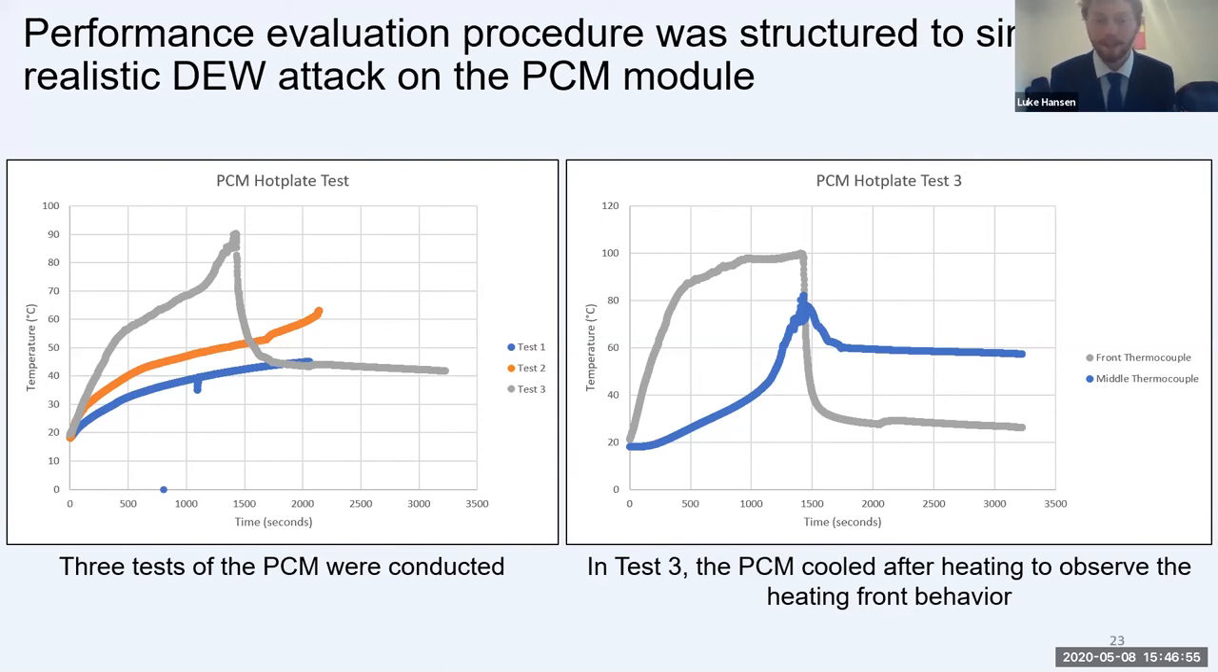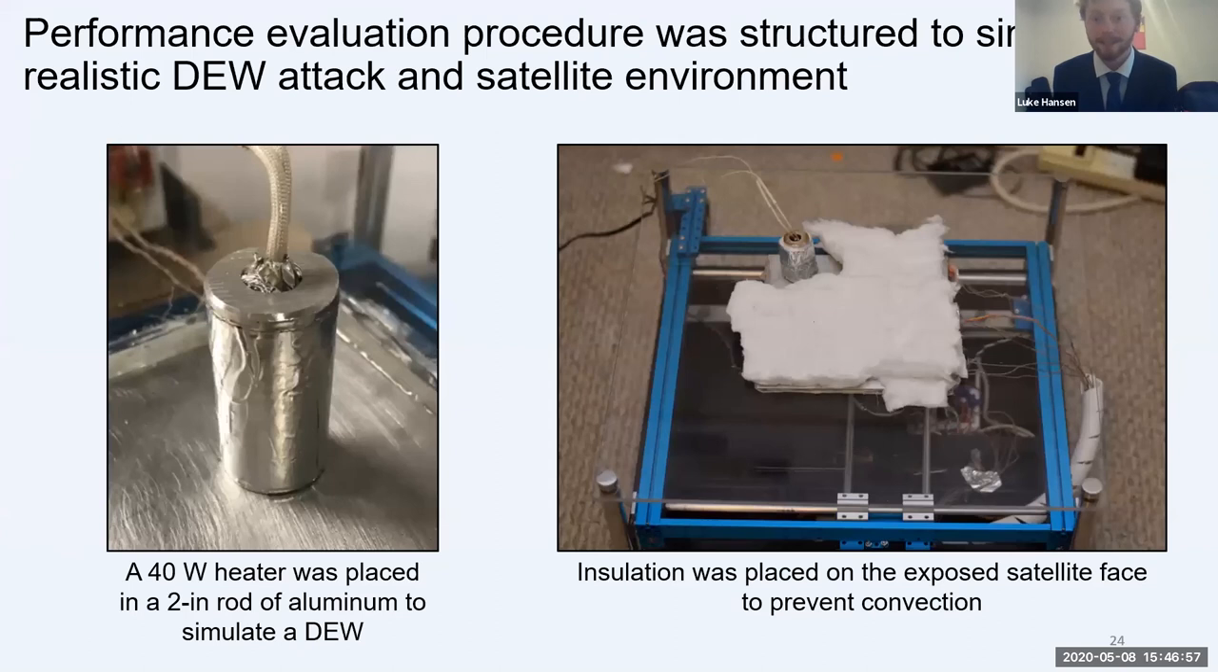The next performance evaluation we did was on the system in its entirety. Now, fortunately, we don't have access to directed energy weapons, so we had to use a substitute. We used a 40-watt heater inside of an aluminum shell. We then placed this heater on the satellite wall and added some insulation to mitigate the effects of unwanted convection. After this, we turned the system on and allowed it to respond, and we measured the resulting temperature data.